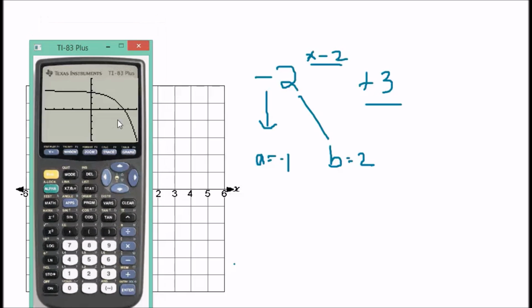The x minus 2 means it shifted to the right 2. I know it doesn't look like that, but if you put in the original one, it would be to the left 2. And plus 3 means it's moved up 3. And the new asymptote, you can see it here, is actually 3.